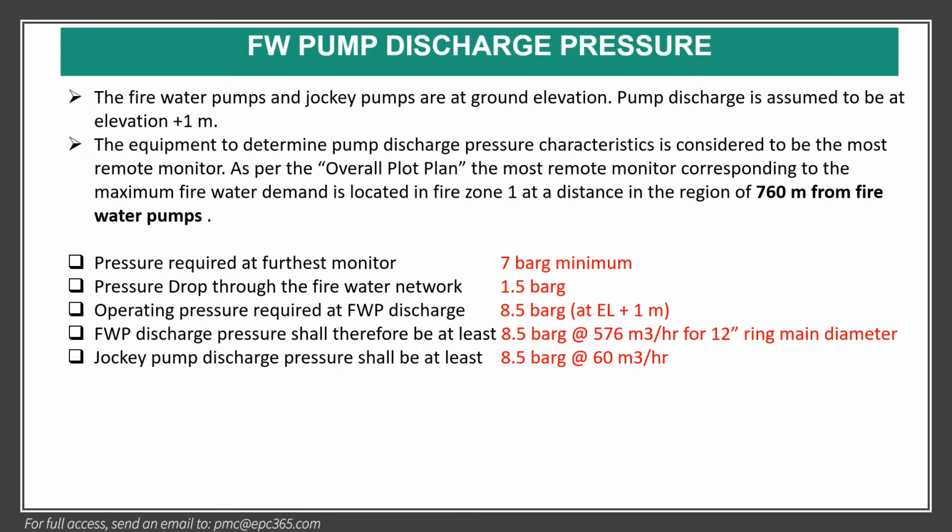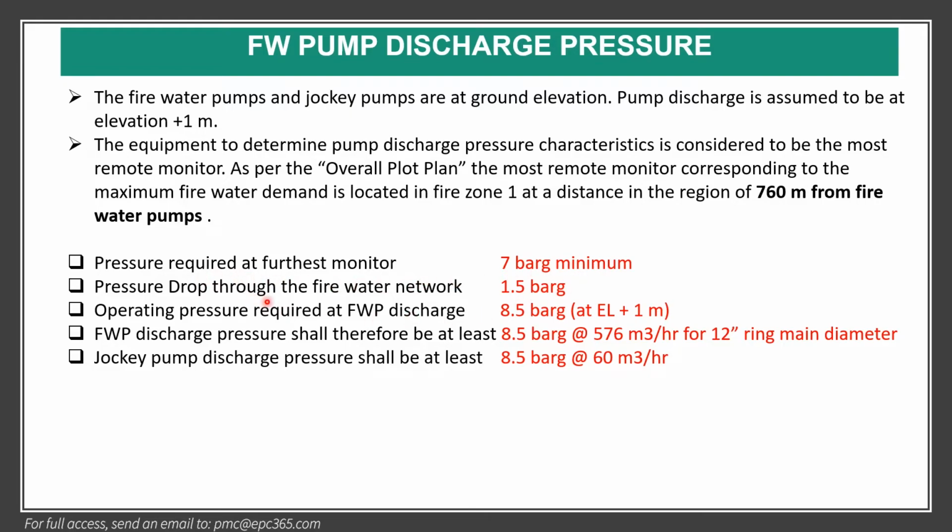So as a conclusion, in order to calculate the discharge of the fire water pump, we have to look at the distance from the fire water pump to the furthest monitor. In this project it was 760 meter. So the pressure required at the furthest monitor is 7 bar minimum.